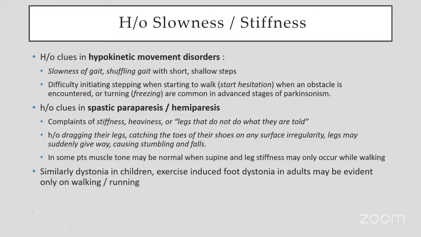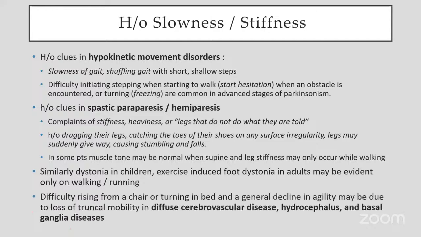Similarly, dystonia in children and exercise-induced foot dystonia in adults may be evident only on walking or running. Difficulty rising from a chair or turning in bed and general decline in agility may be due to loss of truncal mobility in diffuse cerebral vascular disease, hydrocephalus, and basal ganglia diseases.